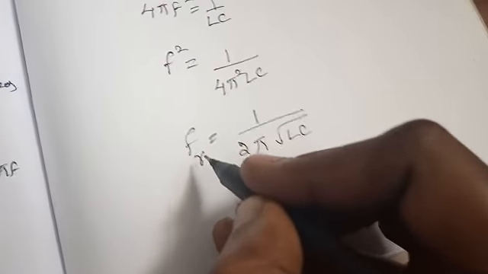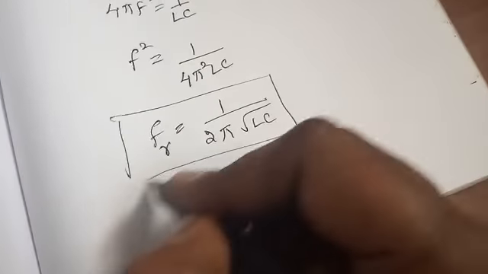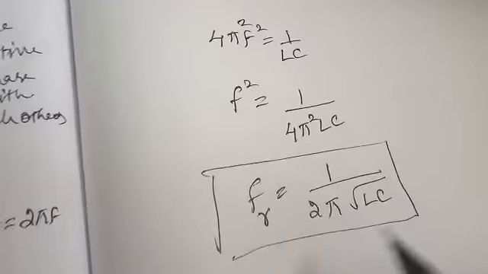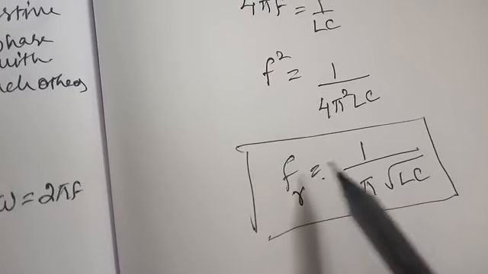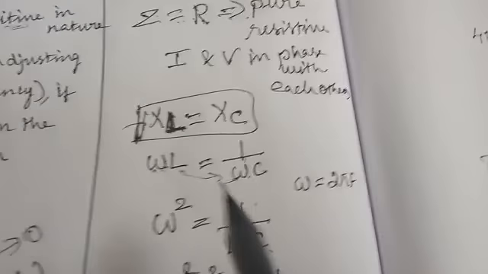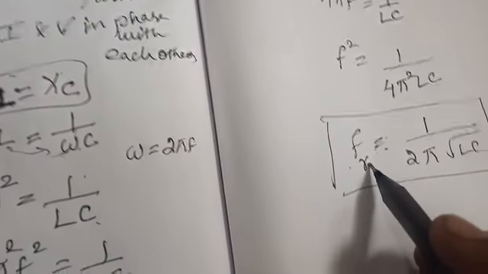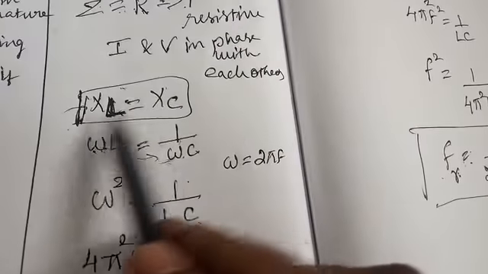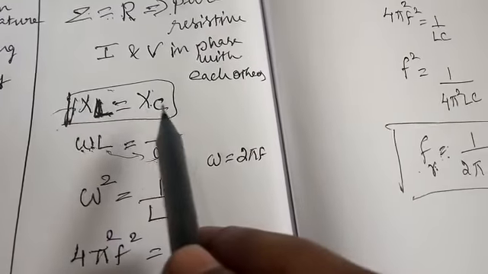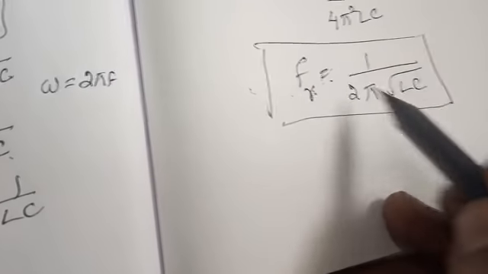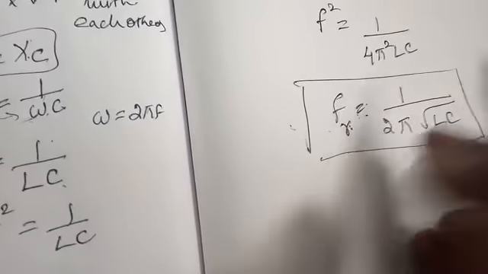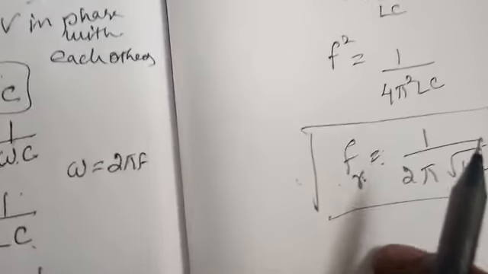This frequency is said to be the resonant frequency, because only at this frequency does resonance occur. We derived it by assuming XL and XC are equal. So at this frequency XL equals XC, therefore resonance occurred, and the equation for the resonant frequency is 1 by 2 pi root LC. Clear? So you will have understood what resonant frequency is.